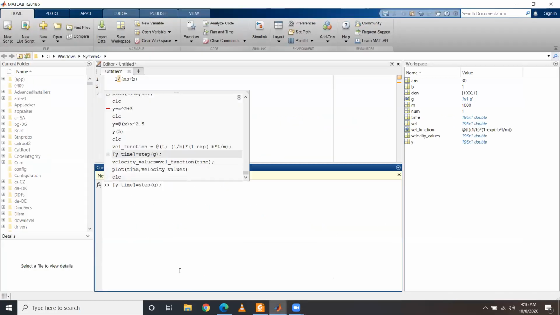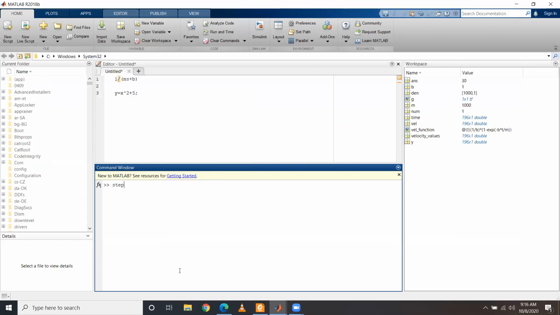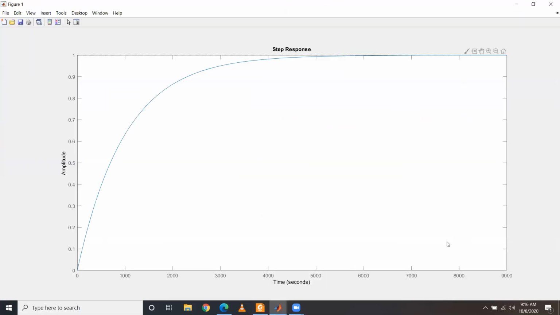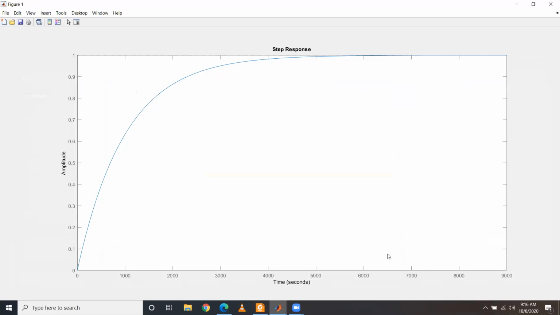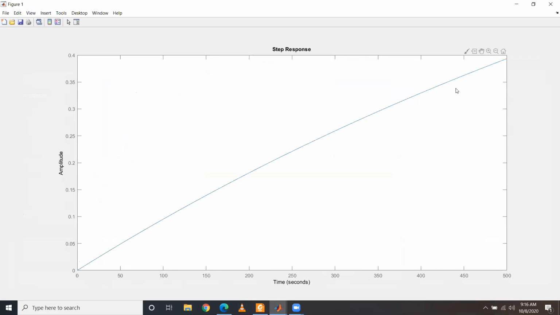If you look at our step response, which we did originally, step G, it runs for how many seconds? 9,000. It's automatically given. If you want to manually define the time, just write step G comma your desired time. If you want to run this for 500 seconds, just type step G comma 500. It will now run for 500 seconds, but it will not have reached one because it takes, I think, 5,000 seconds to reach one. So it will stop at this part.